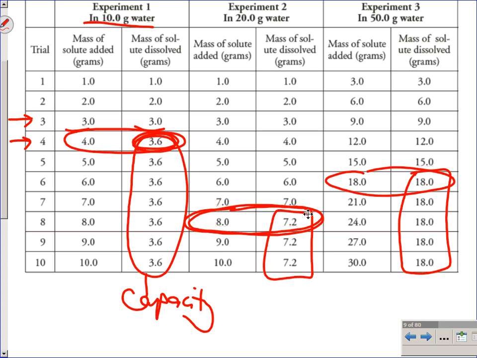Are we good? All right, so you're starting to see how the data can give you information. But what the heck is solubility? Yes, question. All the other ones are really, oh, because it's 18 now. Okay, yeah, it happens to be the same.